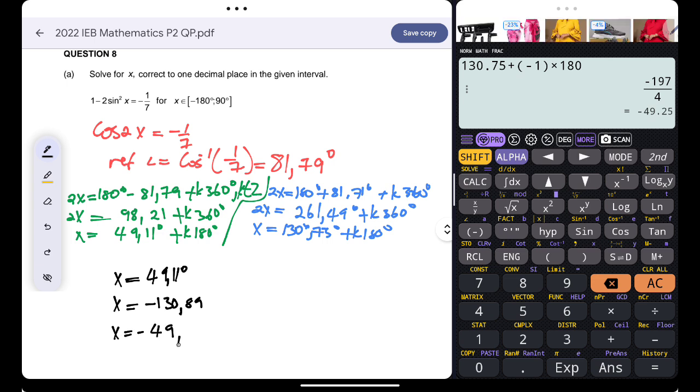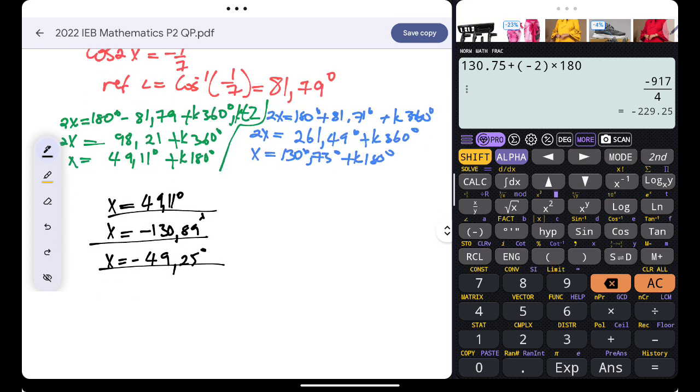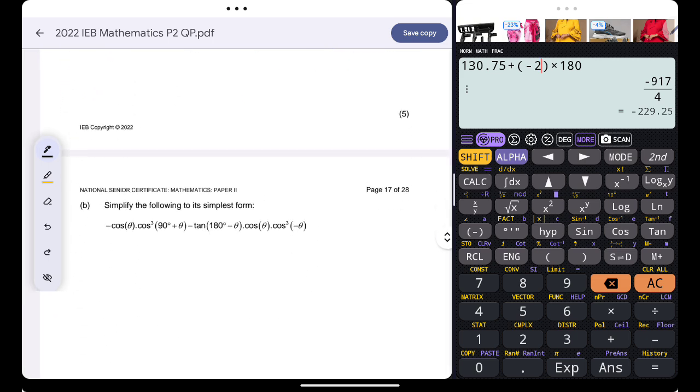I'll get negative 49.25 degrees. Okay, let's check when we say negative 2. Negative 2, we get a number which is more negative. So these are my answers for the general solution. Okay, let's find another question.